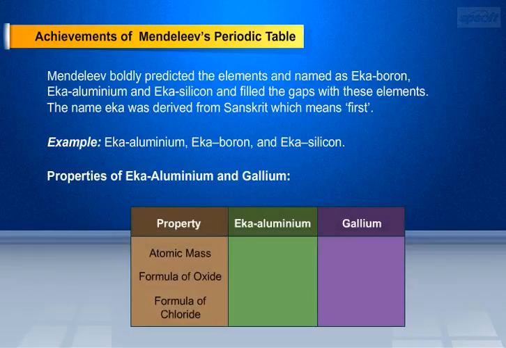Properties of Eka aluminium and gallium. Here Eka aluminium's atomic mass is 68, the formula of its oxide is E2O3 and the formula of its chloride is ECl3. Gallium's atomic mass is 69.7, the formula of its oxide is Ga2O3 and the formula of its chloride is GaCl3. Later these elements, Eka boron, Eka aluminium and Eka silicon, were respectively named scandium, gallium, and germanium based on their similar properties.